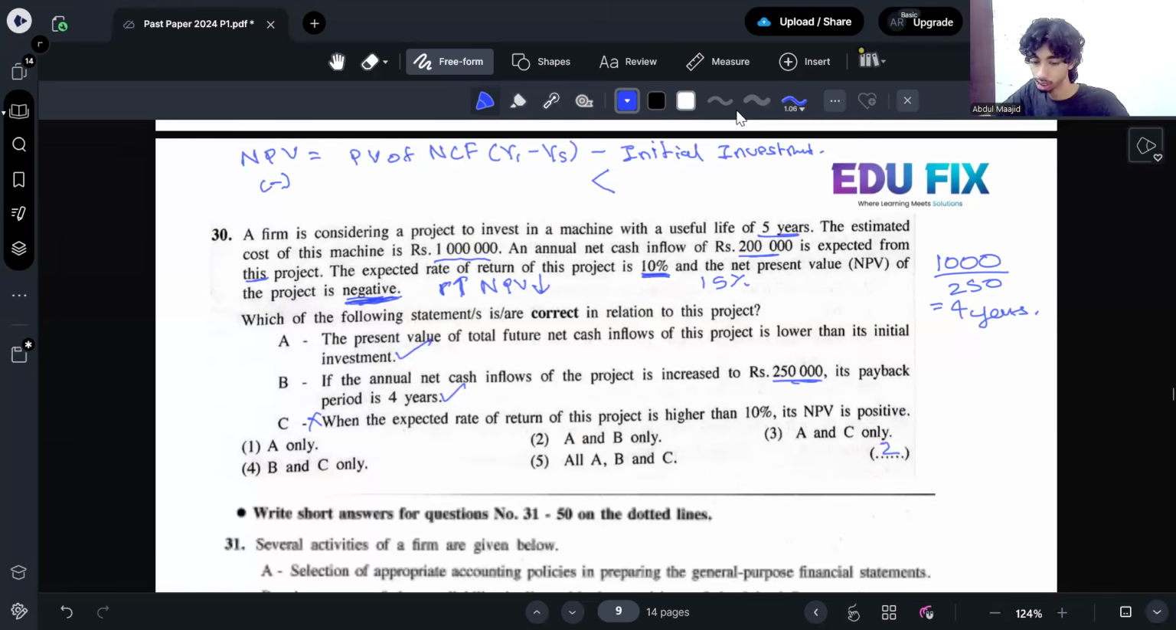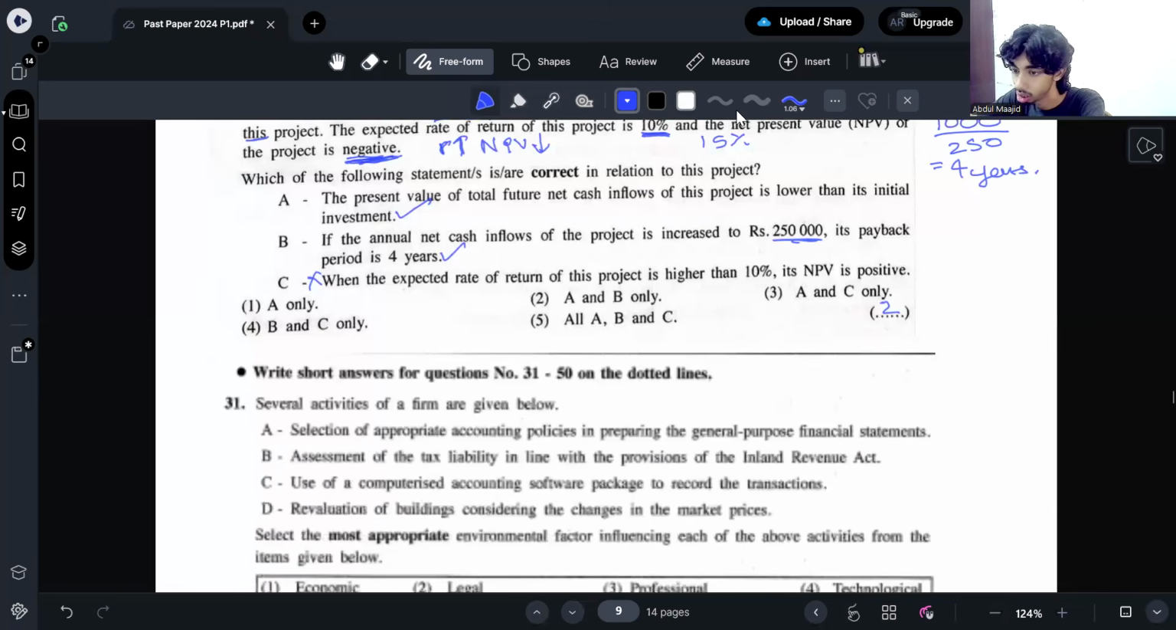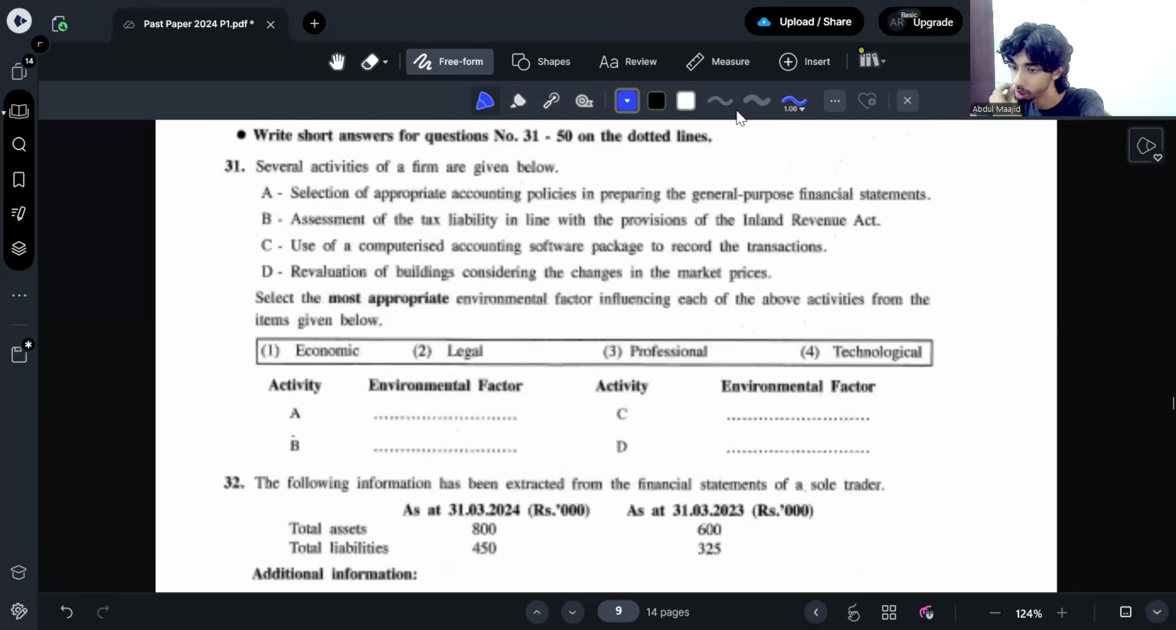Another 20 more questions. 31. Several activities of a firm are given below. We should write the environmental factor. A. Selection of appropriate accounting policy in preparing general purpose financial statements, that is based on professional environment. Assessment of tax liability in line with the provisions of the Inland Revenue Act. All the act numbers are legal environment. Use of computerized accounting software package, technological environment. Revaluation of building due to the change of market price, that is economic environment.